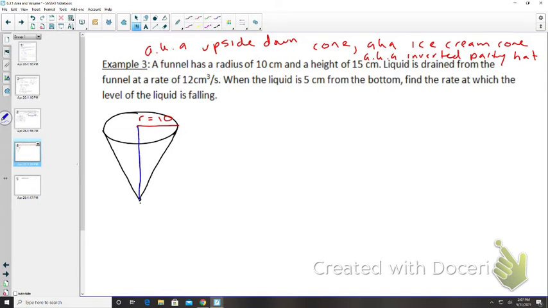Okay, so we have a funnel with a radius of 10 and a height of 15 centimeters. Liquid is drained from the bottom. Let's say we have a green fluid. I used blue, but I already used blue there, so green fluid is floating.